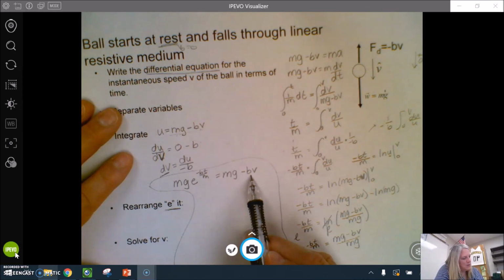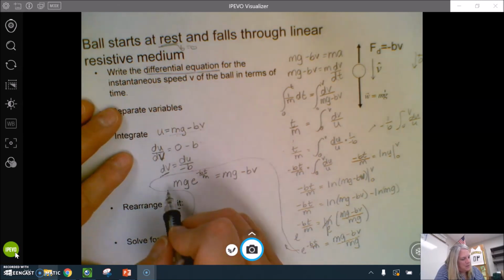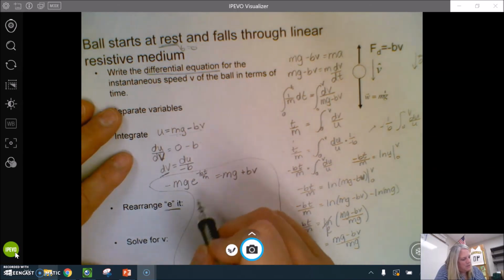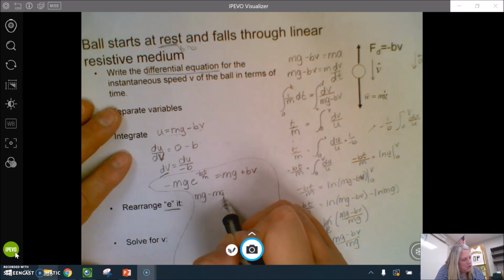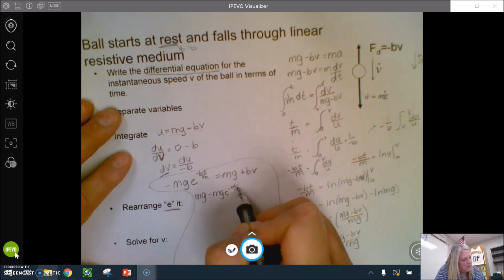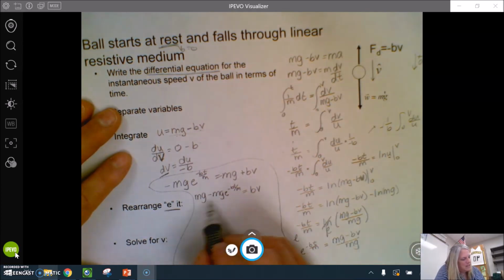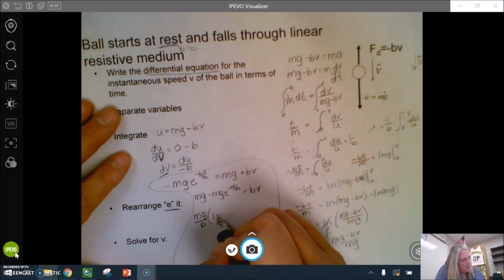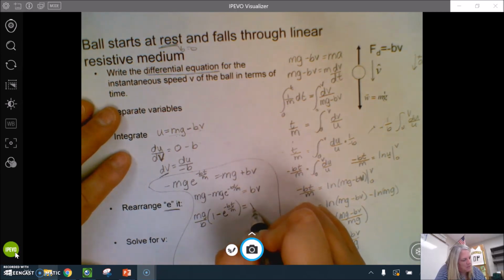We want to solve for v, so first let's multiply everything by a negative. So we'll get a negative and a positive. And then we're going to move this over, so we're going to add mg to both sides: mg minus mg e to the power of negative bt over m is equal to bv. And we can factor out the mg, move the b over, divide both sides by b, and we get mg over b, times 1 minus e raised to the power of negative bt over m, is equal to v.